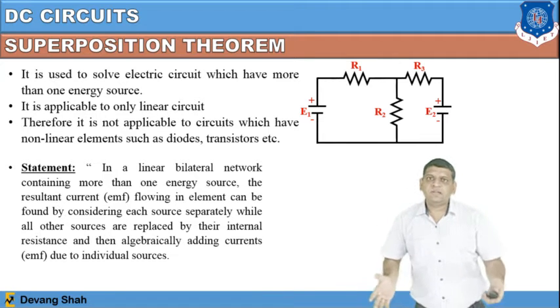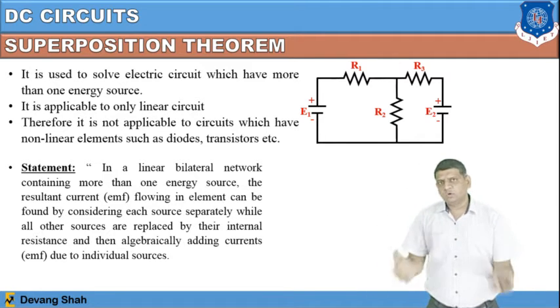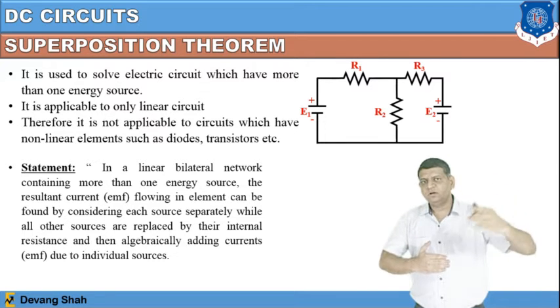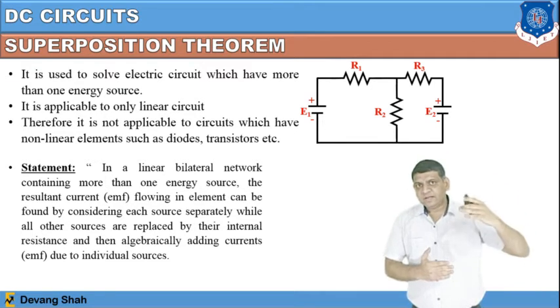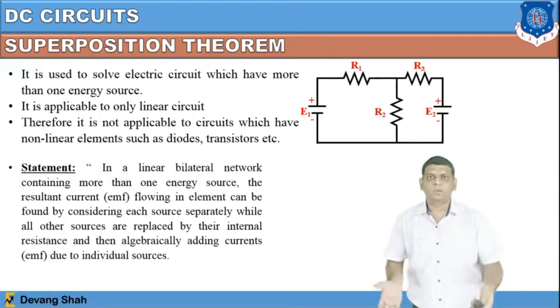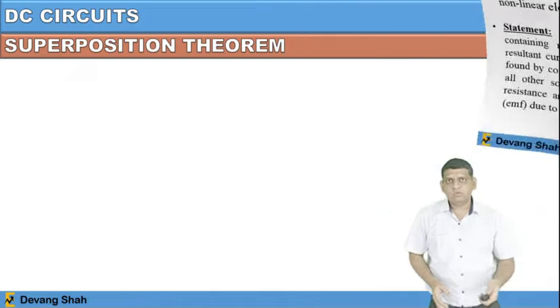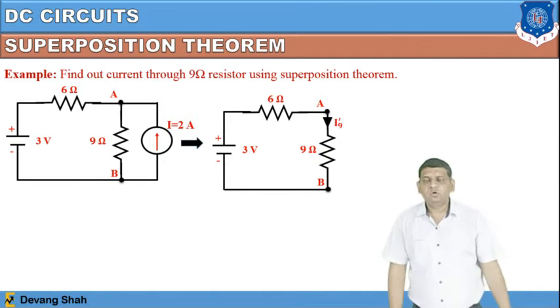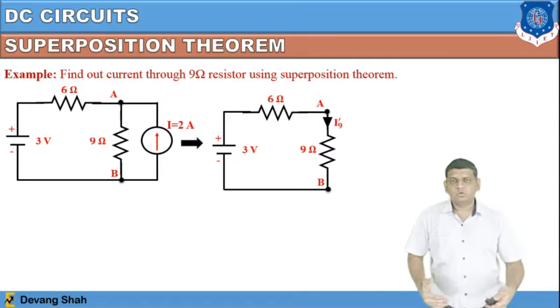So superposition means at a time only one source you have to consider. At a time only one source is in the supreme position, and at that time it is acting in the circuit. That's why this is considered superposition. Let's discuss one by one. You can see here the example where there are two sources available.